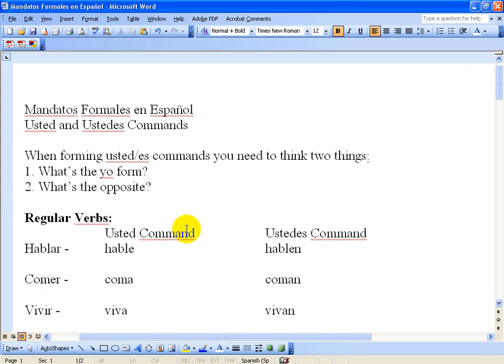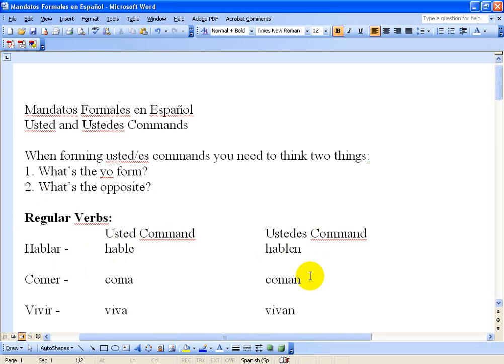So what we want to think about is what's the yo form? So hablo, como, vivo. Those are the yo forms. But now we've got to think, okay, what's the opposite ending? So for an AR verb, I'm going to want an ER-IR verb ending on it. And for an ER-IR verb, I'm going to want an AR verb ending on it. So for the usted command for hablar, it's going to be hable. And then for the ustedes command, we just attach an N to it and have hablen.